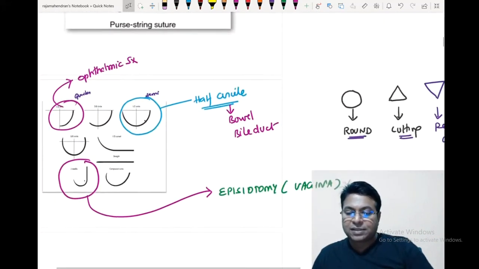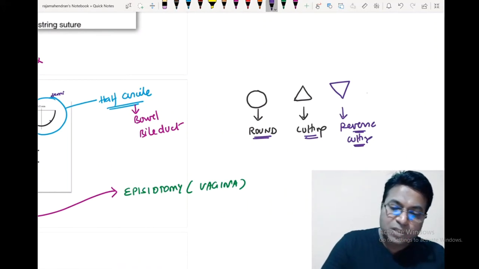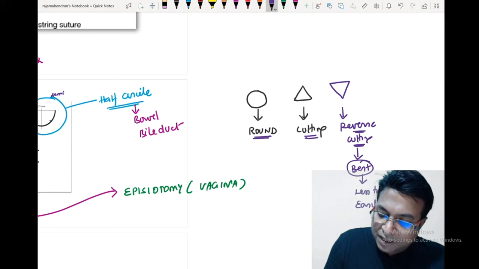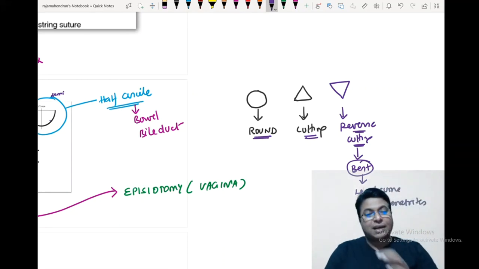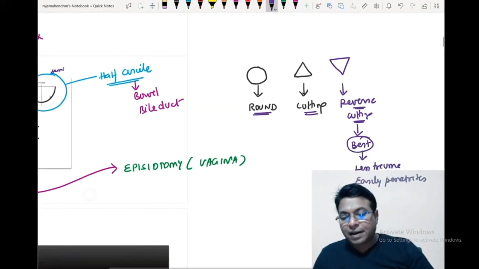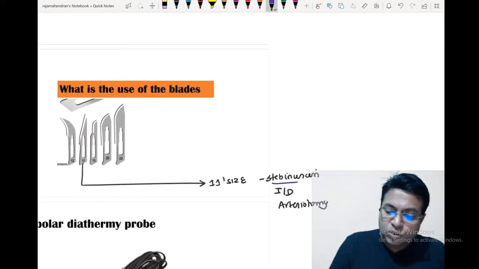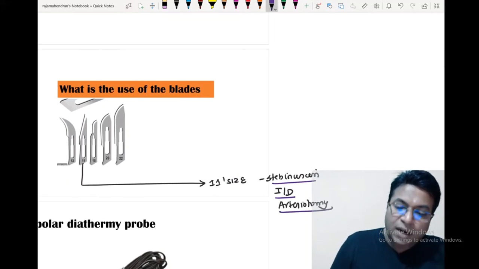So there are three needles: round body, cutting, reverse cutting. Please don't forget, the best is the reverse cutting needle, which is less traumatic to the tissue and easily penetrates. Reverse cutting is less traumatic and easily penetrates. And the 11 size blade, please don't forget, is used for stab incision, incision and drainage, and arteriotomy.